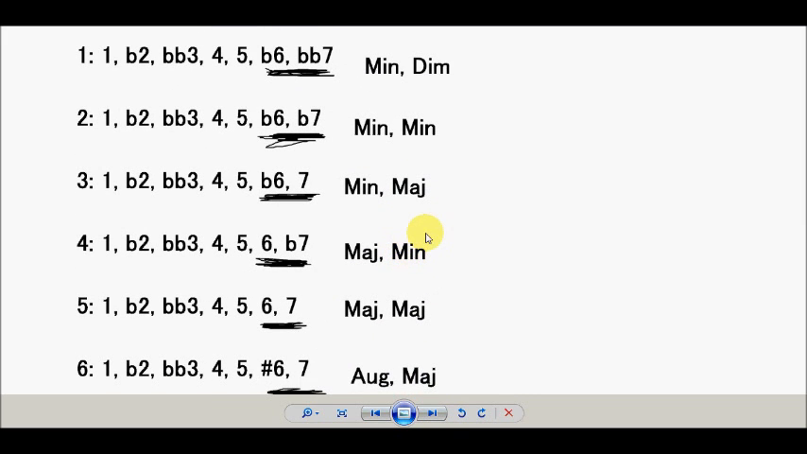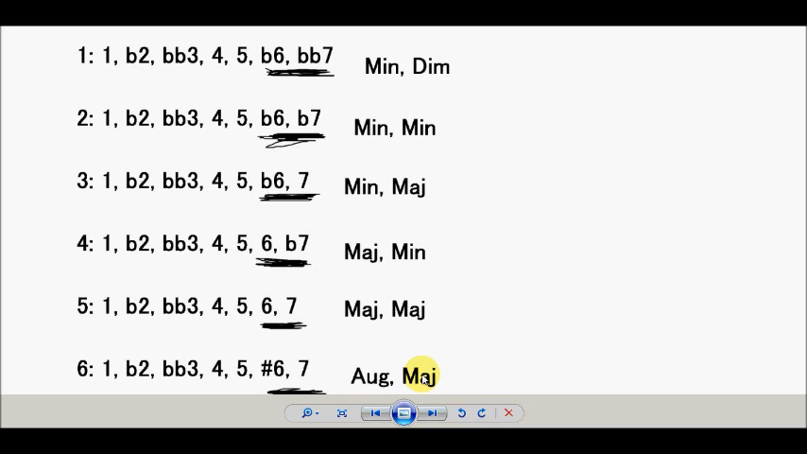These are the scales in the first chakra or group of scales. And the only thing that differentiates the scales from each other are the 6th and the 7th scale degrees. So in order to go from scale to scale, all you need to understand is this formula. And the formula is minor diminished, then minor minor, then minor major, then major minor, then major major, then augmented major.